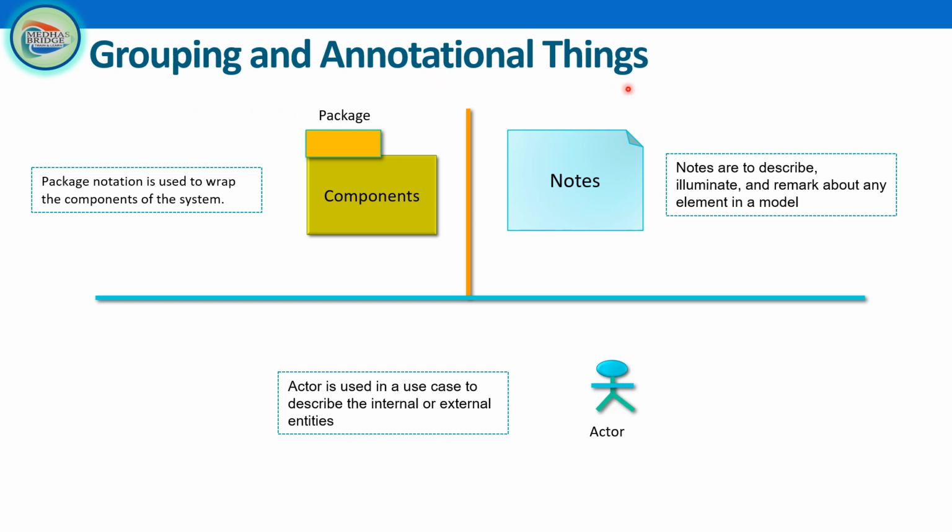Grouping and annotational things. Packages under grouping things, notes under annotational things. This is how we represent packages and notes. Package notation is used to wrap the components of the system. Notes are used to describe, illuminate, and remark about any element in a model. Let's look at an actor. An actor is used in the use case to describe the internal or external entity to the system.